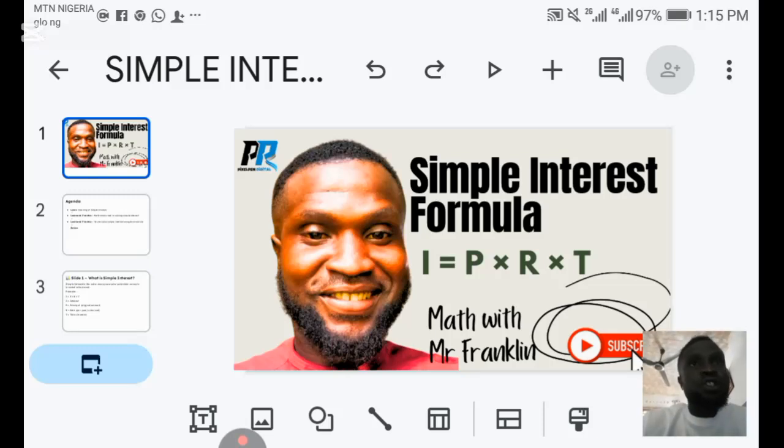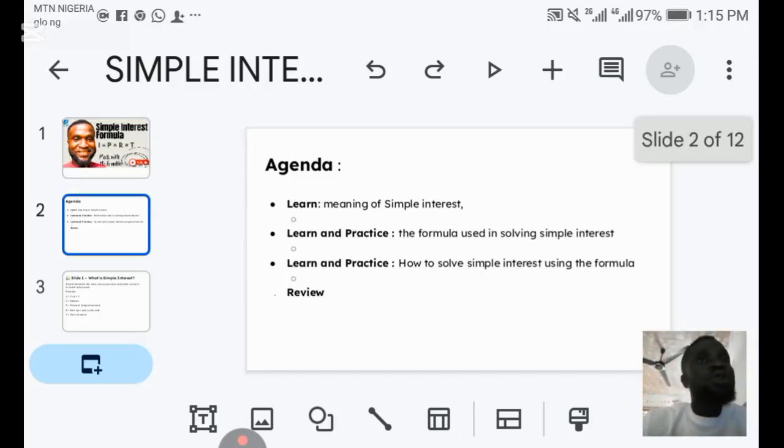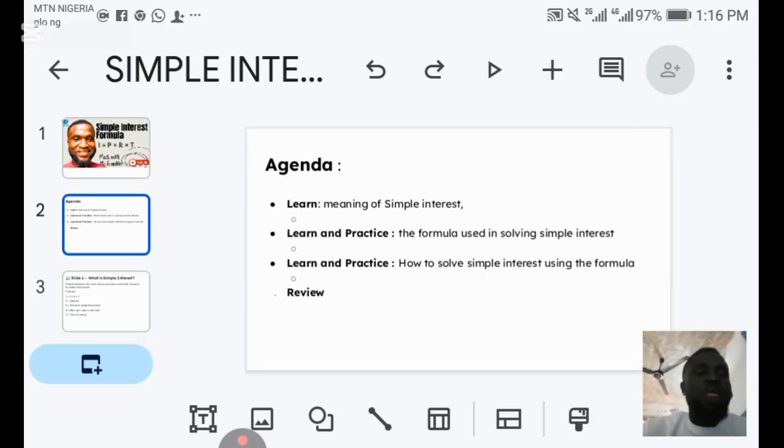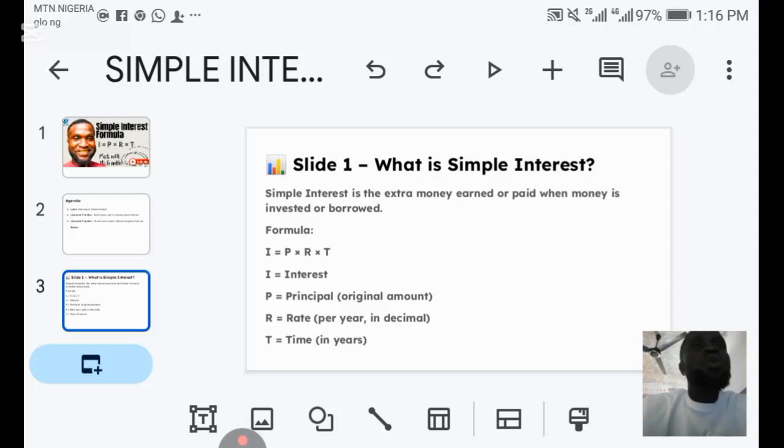Before we proceed, let's dive right into our agenda for today. In today's math class, we are going to learn the meaning of simple interest. Then we are going to learn and practice the formula used in solving simple interest. Thirdly, we are going to practice with some examples on how to solve simple interest. And lastly, we will review what simple interest is.